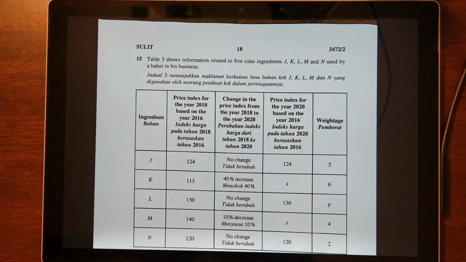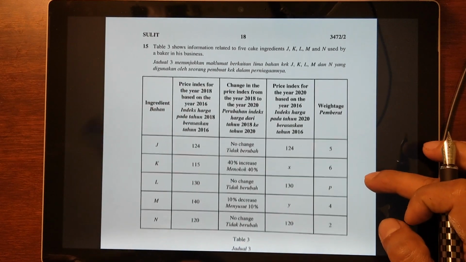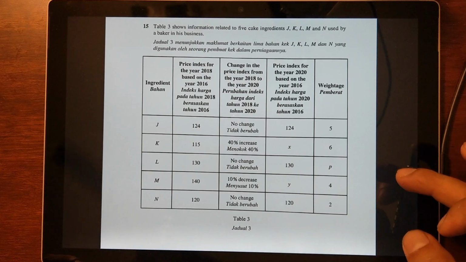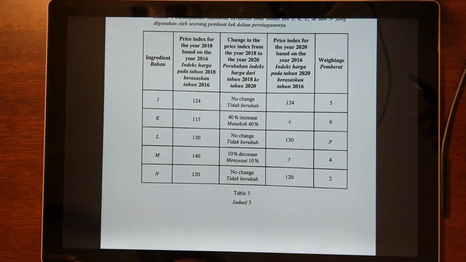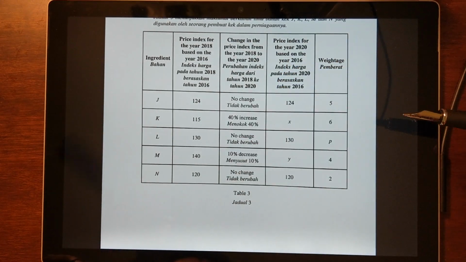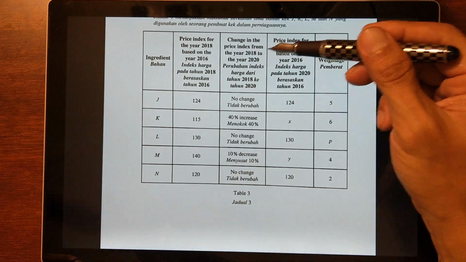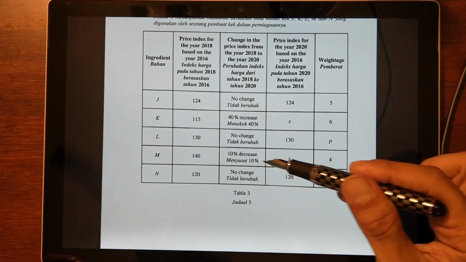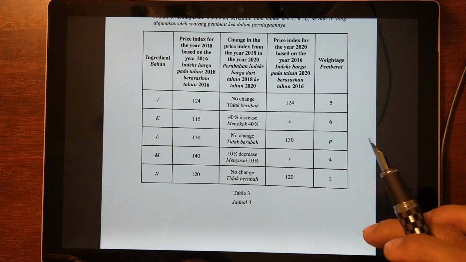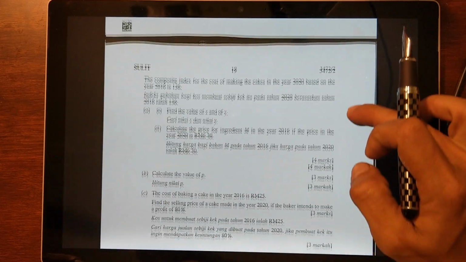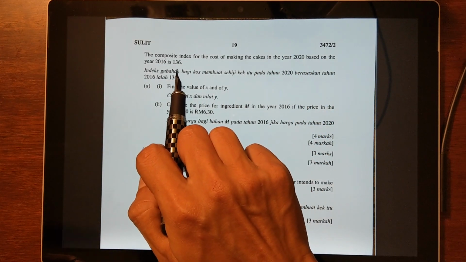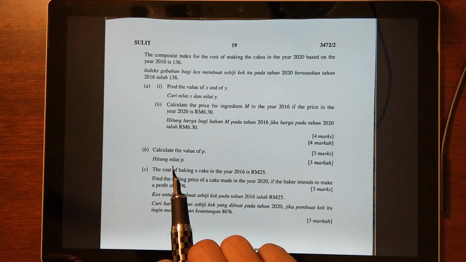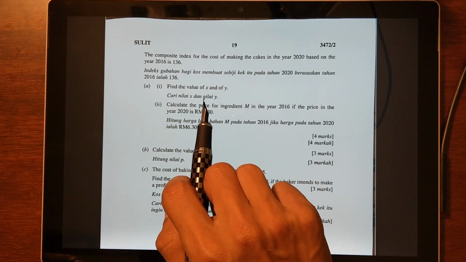Session 15 of the 2019 SPM AdMaths paper. This is an accounting question showing the price changes of some ingredients used to make a cake. If you've got your baseline of 2016, and in 2018 your prices go up by a bit, and 2018 to 2020 they go up a little bit more. Well, ingredient M drops by a certain amount. And we are told the composite index for the 2020 cake price is 136 compared to your baseline of 100 in 2016. So find the values of x and y, right?